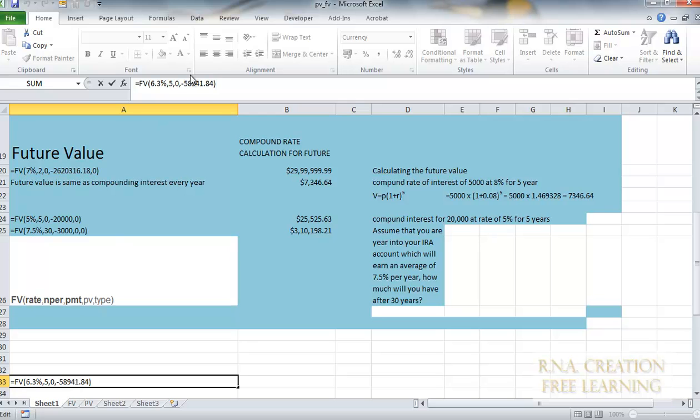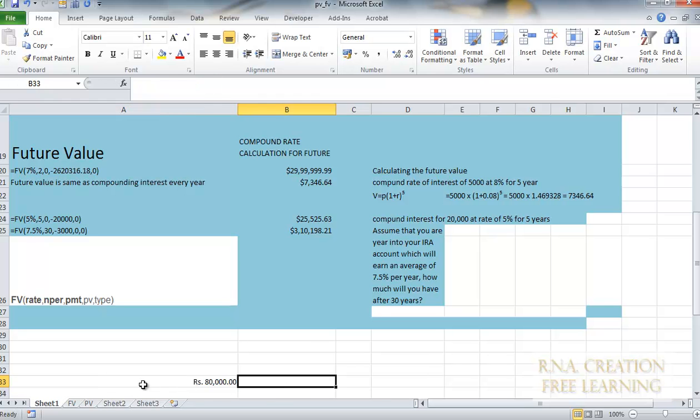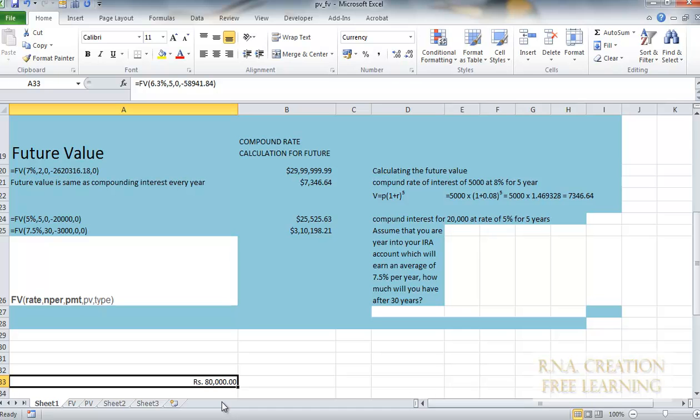Now this is the future value. Suppose I put this amount today in the bank, what would be the future value after 5 years? This is what exactly it is. As you will see, this is 80,000. Suppose I put this amount into the bank today, and I keep it at a 6.3% rate of interest for 5 years. I will get this amount. This would be the future value of this amount. That is exactly the reverse process of what the present value is doing.